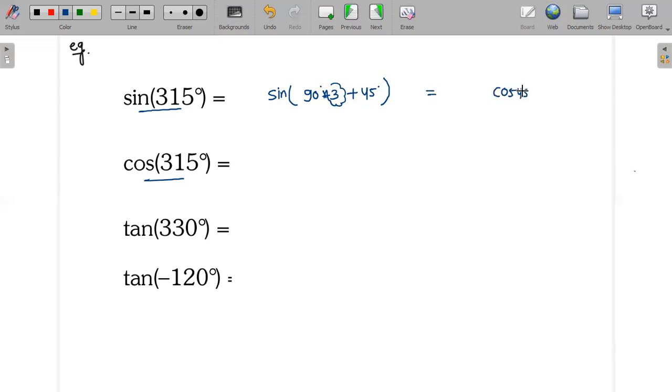Now, what about the sign? 270 plus theta, that means you are in what quadrant? You are in quadrant number 4. In quadrant number 4, sine function is negative. So you have to open your result with a negative sign. Let me take another one.